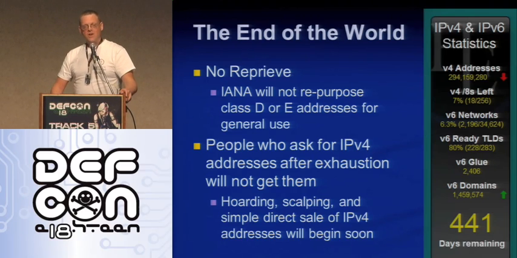What you'll have to do instead of getting fresh IP addresses is you'll have to get IP version 4 addresses from some other company that was smarter than you and already went to IPv6. And that's what we're doing. And that's what all you should do as soon as possible.